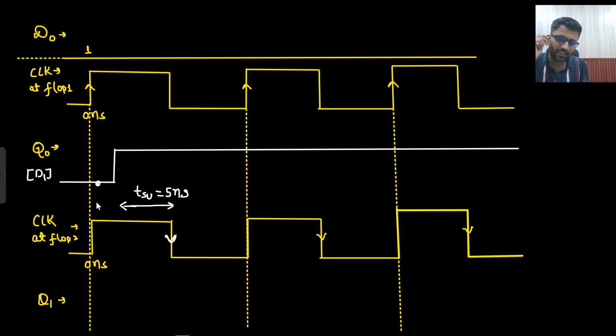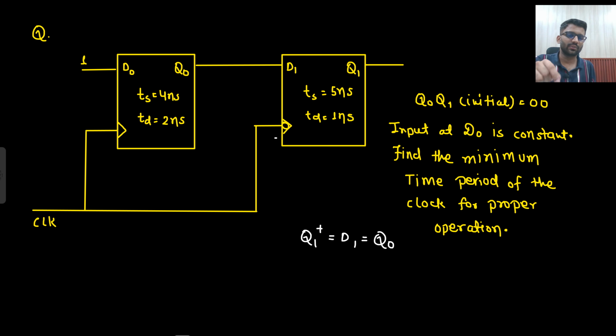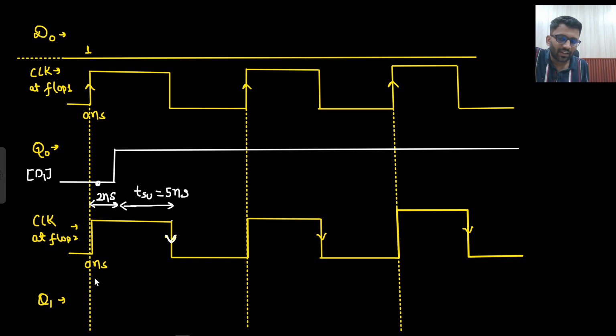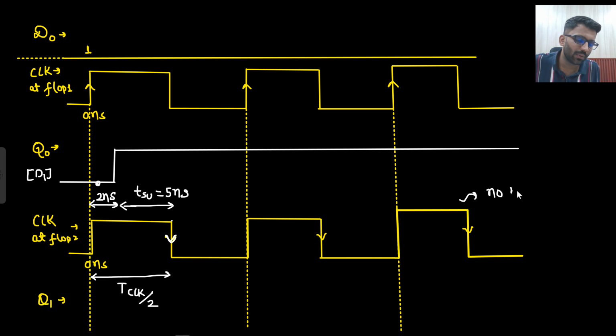And what was this delay? This delay was 2 nanosecond, right? So what did you see here? The interesting thing, what did you observe? First thing is that this much time is T clock by 2. And there is no hold violation. No hold violation at all.